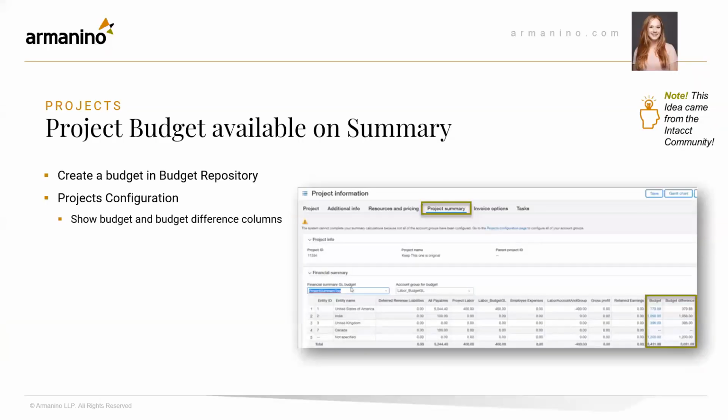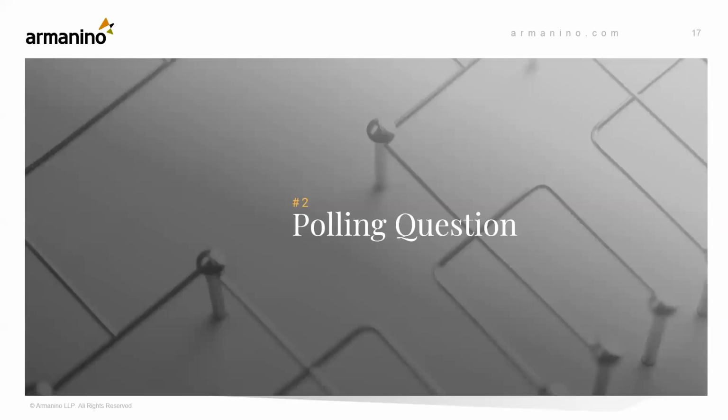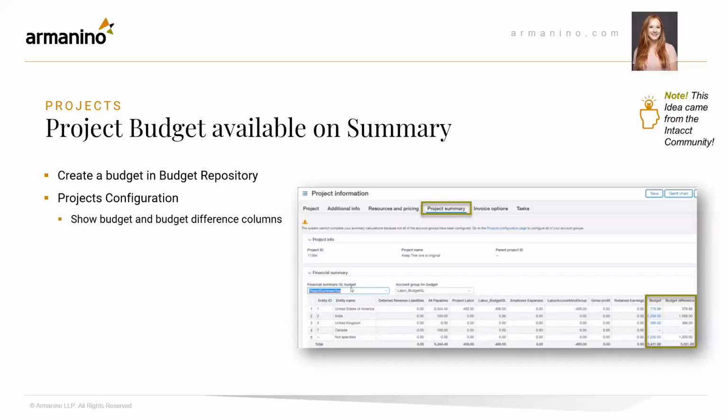All right. In projects. So previously, you were not able to add the budget and budget difference to your project summary on a project. So with this update, you will be able to configure your projects to show the budget and budget difference columns. And when you're importing the budget, it is going to be imported in the budget repository where your standard general ledger budget is added, as long as you're importing it with the project dimension on your import file. So I think this is something that's really exciting for clients that are using projects and have project budgets.